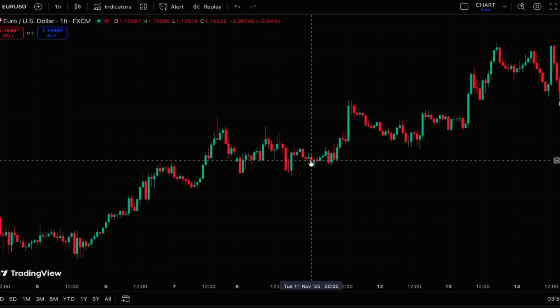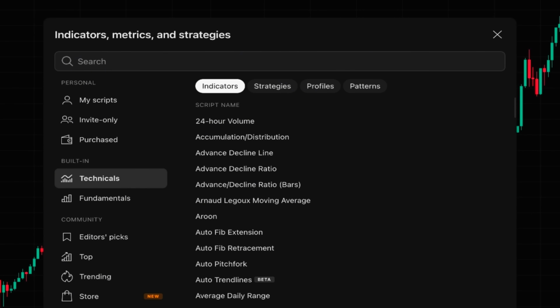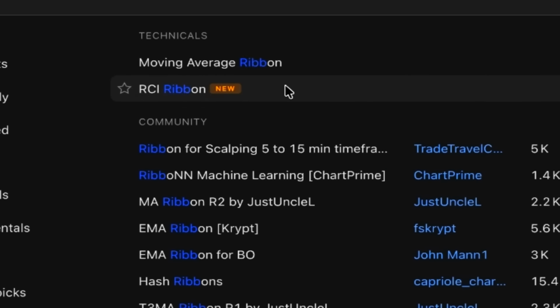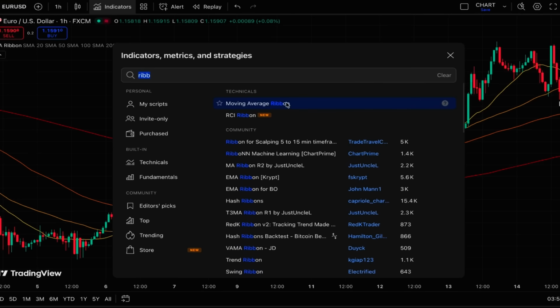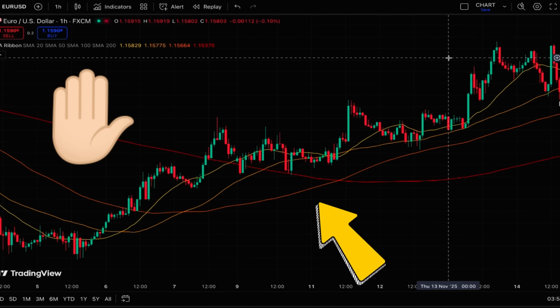First, we add the exponential moving averages. So here we click on indicators and we search ribbon, this one. Moving average ribbon, and by the help of this indicator we can have 4 moving averages on our chart, but we need to change their settings. We're going to give them some special settings that will work perfectly in our trading strategy.